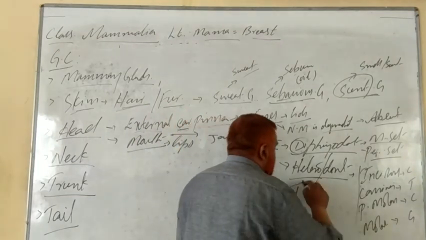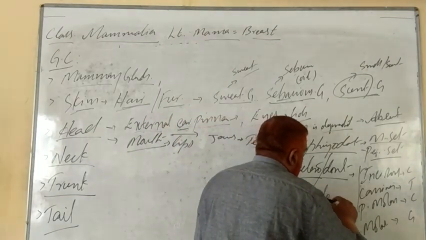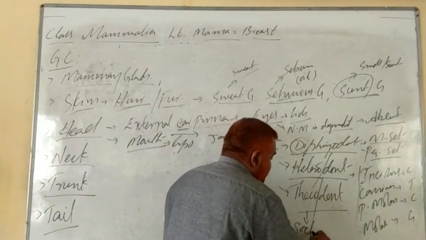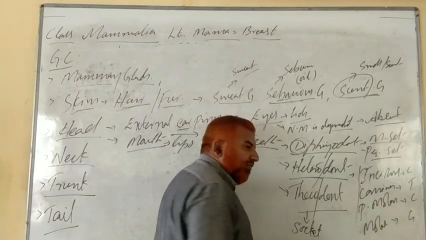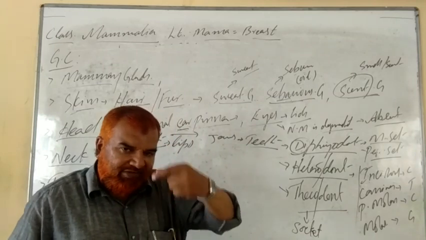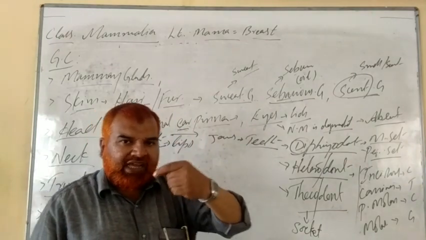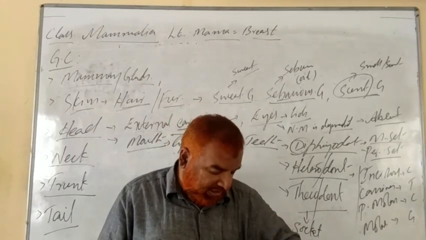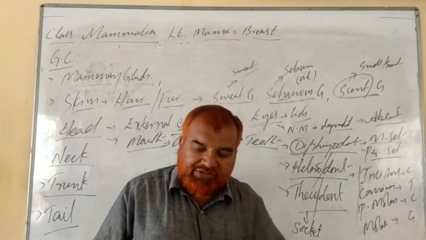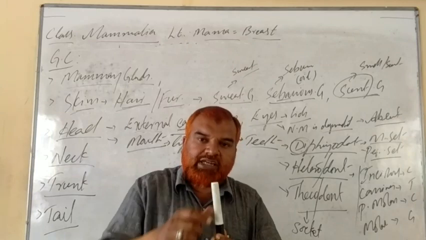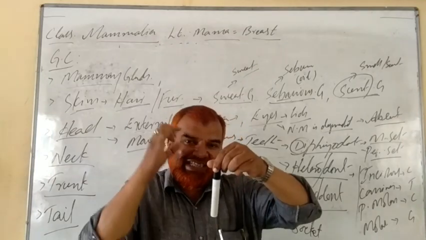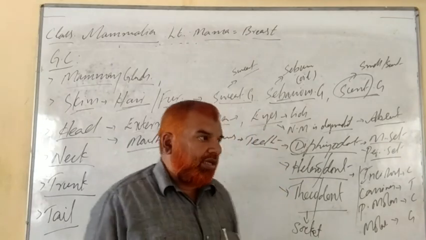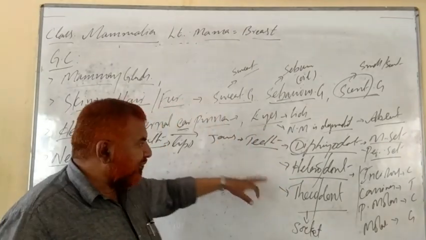Then thecodont. Theco refers to socket. Socket refers to something like a pocket. Each and every tooth, whether it's a canine, incisor, premolar or molar, is found present in its socket. A tooth is like this, whereas a socket is there, like a pocket, a pouch. Hence they are known as thecodont.